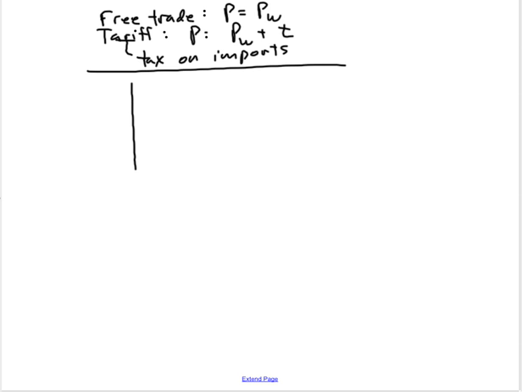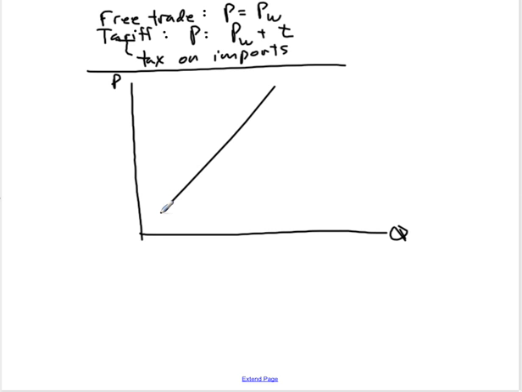Okay, so what difference does it make if, instead of allowing free trade at a world price, the government instead decides to impose a tariff? Let's start out with our original supply and demand curves. And there's the world price.